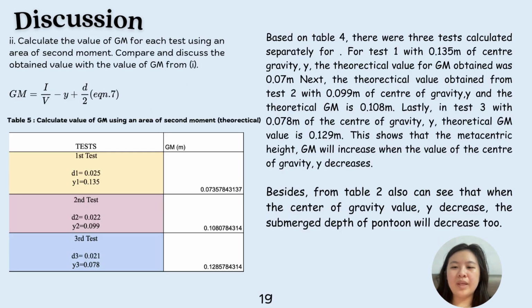For this part, we can calculate the theoretical GM by using the area of second moment, since we have calculated the area of second moment and the volume, and we have also measured our center of gravity, which is Y, and the depth of the submerged pontoon. So we can use equation 7 to calculate our theoretical GM. Based on table 4, we can see test 1, test 2, and test 3, the comparison of the center of gravity and also the theoretical value for GM.